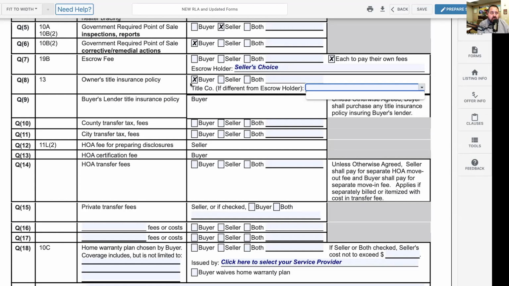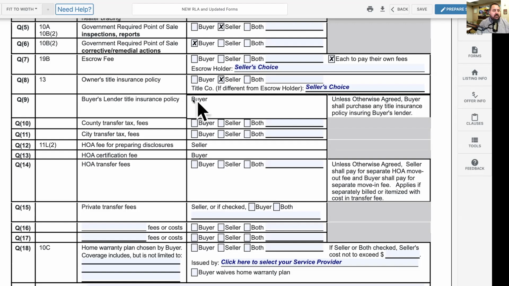If they don't, then this is the seller's responsibility to make sure that the seller is providing you clear title. That's what this does. It ensures that the title that's being provided to your buyer is clean, and that your buyer is not going to inherit any kind of liens or encumbrances that they didn't know about. And that's what title insurance is for.